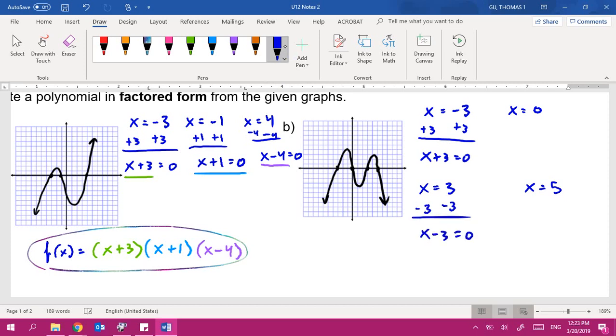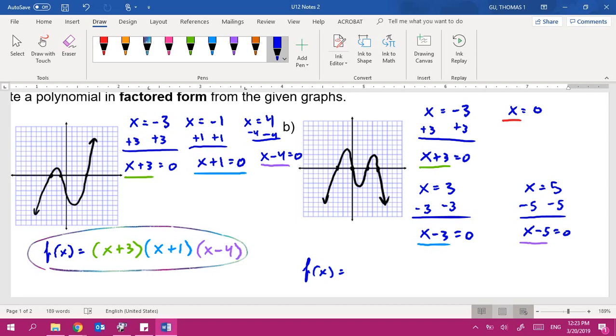What about this last one? X minus 5 equals 0. Right, subtract 5. X minus 5 equals 0. So here are my 4 factors: x, x plus 3, x minus 3, and x minus 5. So what is my factored form going to be? F of x equals x plus 3.